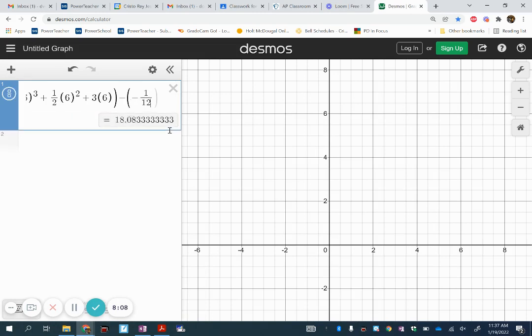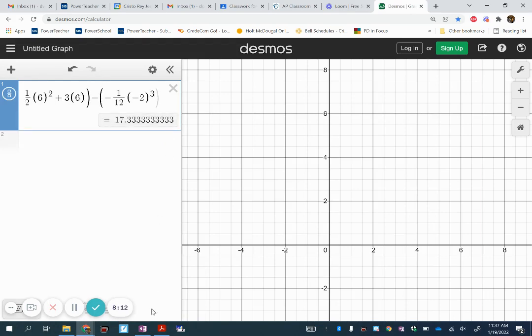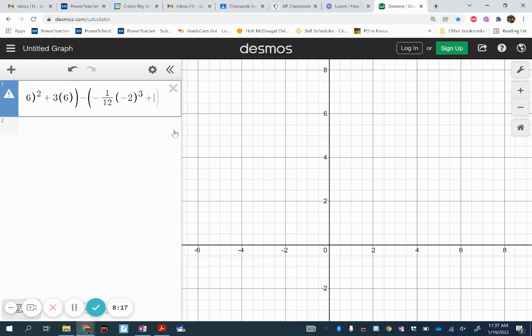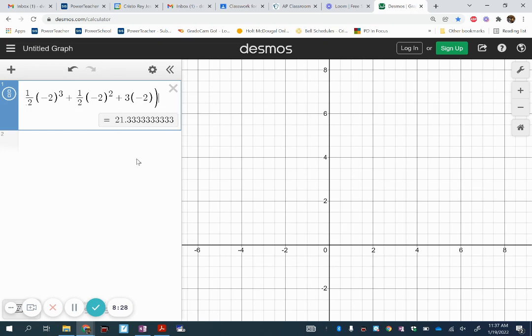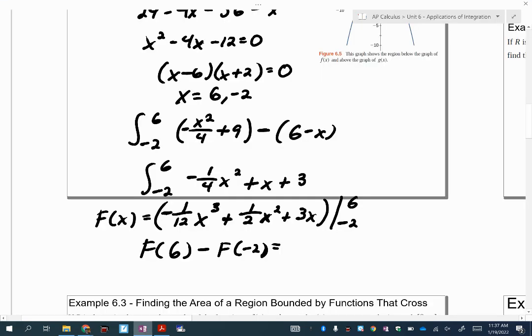So negative 1/12 times negative 2 cubed plus 1/2 times negative 2 squared, and then plus 3 times negative 2. All right, so the answer is 21.3 repeating, or 64 thirds. Your choice, 21.3 repeating or 64 thirds. They're both the same. And that's going to be square units.